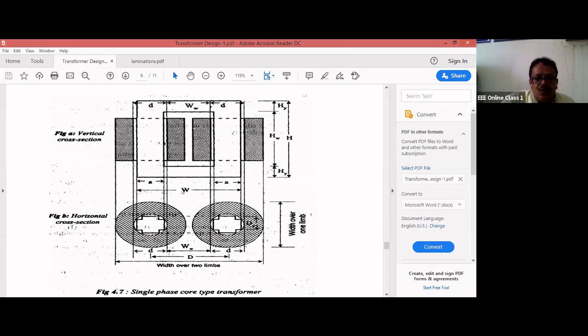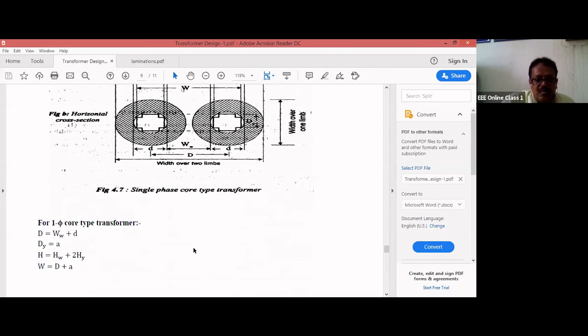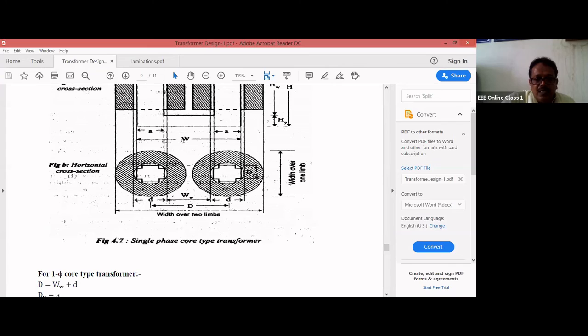This A is nothing but the area of the core, or the width of the largest stamping. So I want W, which means I can get D here. And exactly this is at the center of the adjacent limbs, so I can get half A here and half A here. So W is equal to D plus half A plus half A.